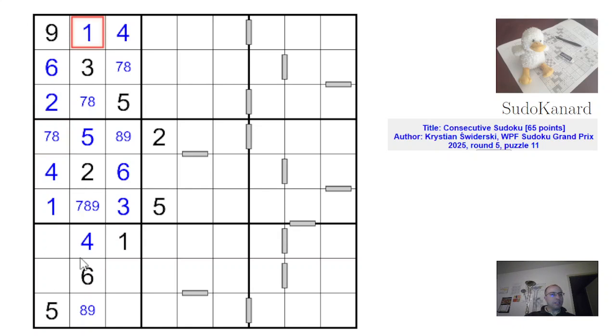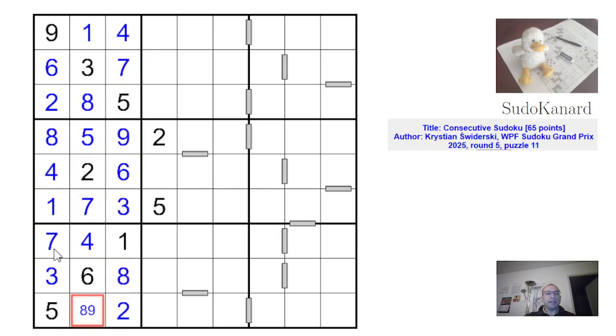This column needs a 3. It can't be next to the 4. So that's a 3. This is from 7, 8. This block needs a 2, and it can't be next to the 1. So that's a 2. This can't be a 7 next to the 6. So that's a 7. This is 8, 9, 7, 8, 7, 8, and 9. And so, with the magic of non-consecutive Sudoku, all this left part of the grid is full.